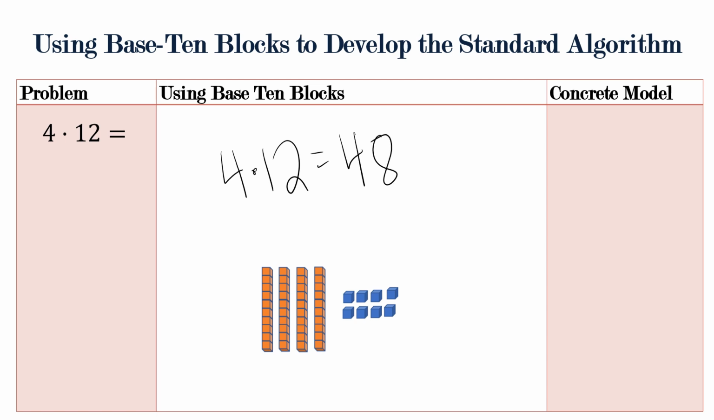Now let's look at our concrete model. 4 times 12, we might write that with the 12 on the top. The way that we would do this is we would say 2 times 4 is 8. 4 times 1 is 4. All right, so that's our concrete model that we're probably all the most comfortable and familiar with.